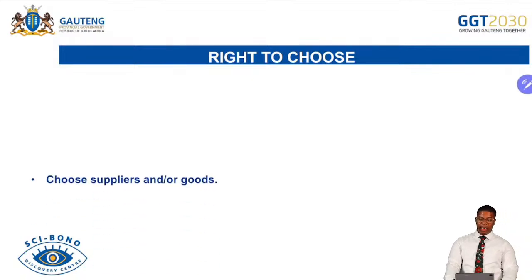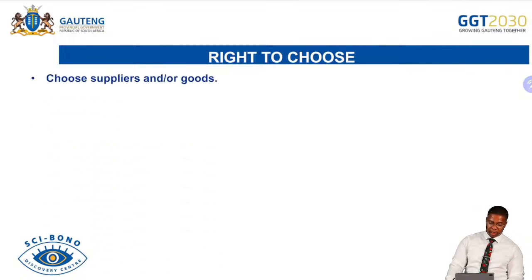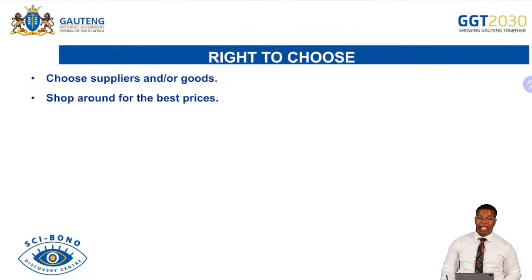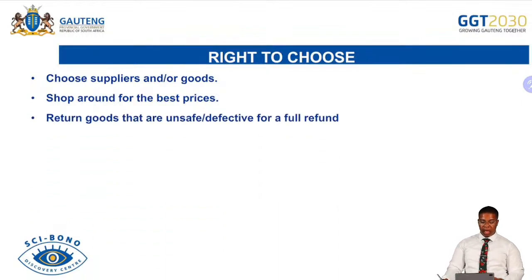Then, the right to choose. What do we mean by that? Consumers have a right to choose their suppliers or goods that they want to buy. They have a right to do so. Consumers have a right to shop around for the best price. And also consumers have a right to do what? To return goods that are unsafe or defective for a full refund.